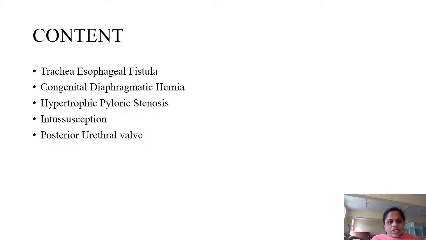There are a number of surgical conditions that occur in children, so it goes beyond today's capacity to deal with all of them. I'll be dealing with certain surgical conditions that you do not commonly see in general surgery, which present more in the neonatal period or early infancy. So you will see fewer such cases in general surgery. The topics are: tracheoesophageal fistula, congenital diaphragmatic hernia, hypertrophic pyloric stenosis, intussusception, and posterior urethral valve.